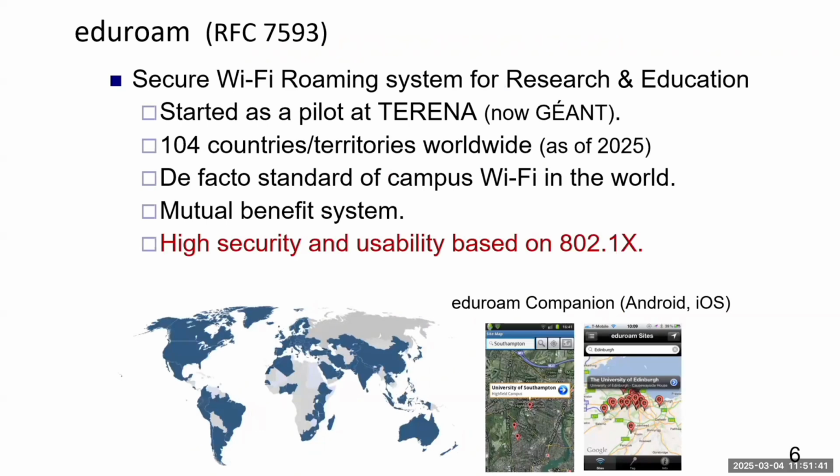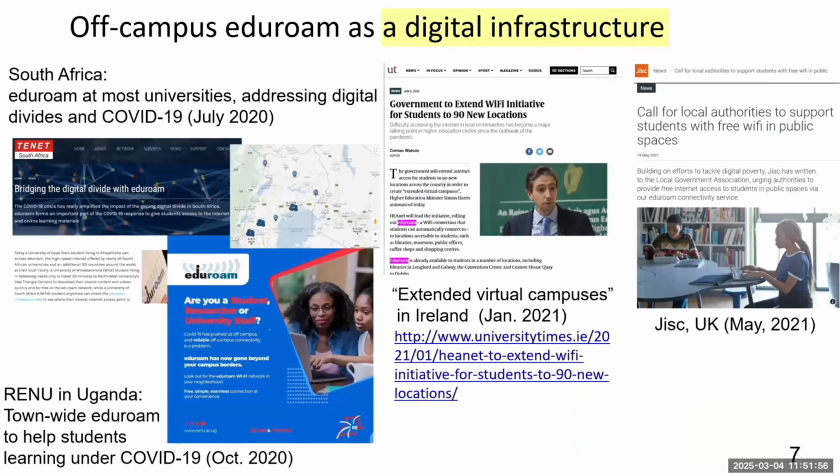And Eduroam, this is already explained. Eduroam can provide a secure Wi-Fi system for universities and schools. Eduroam has a long history, about 20 years, and off-campus Eduroam is becoming popular. And I know that some airports in Sweden and Norway started off-campus Eduroam in early days.